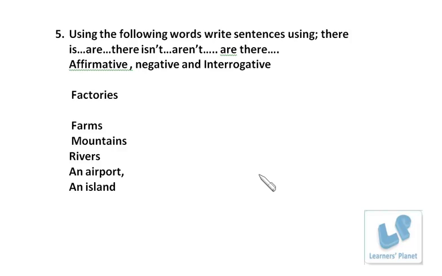Similarly, you can make negative sentences also. It's an old town. There aren't any new buildings. There aren't any big hotels in my city. There aren't any letters for me today. There aren't many people in this restaurant. Okay, so this way you can frame so many sentences.